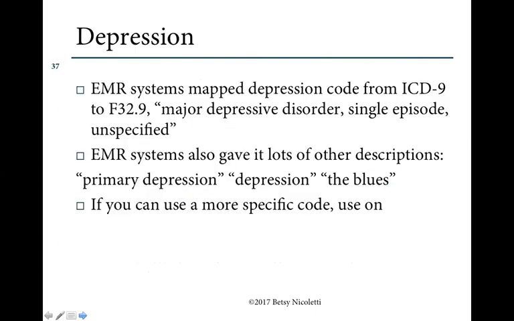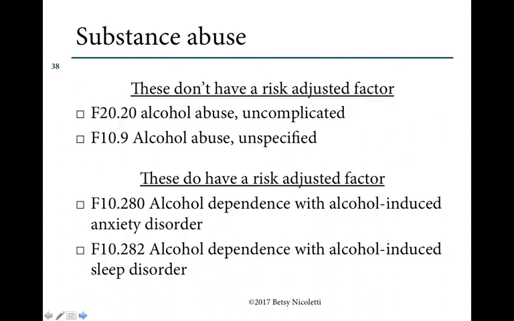So we want to get rid of from our problem lists as much as possible F32.9. When I get a frequency report from primary care, depression is often the 5th or 6th most frequently used code, F32.9. We want to move that down the line and have more specific depression codes. Some of the substance use and abuse codes that are uncomplicated and unspecified don't carry a risk-adjusted score, whereas the dependence codes typically do carry a risk-adjusted score.